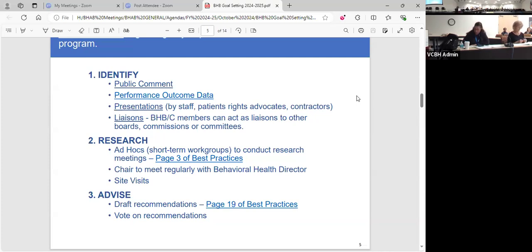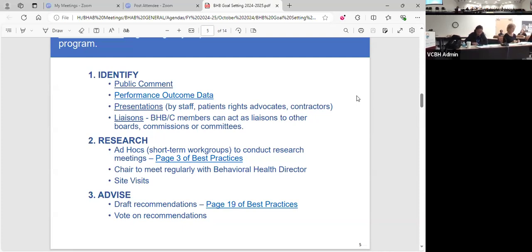All right, and then you advise. So a lot of work goes into it before you advise, and we want you to do it as a group together when you advise, not just have one-offs telling staff what to do. We want you to work together as a board, as a team. And when you do that, it's recognized as a tool of the board. It's a recommendation of the board when you've gone through a process.